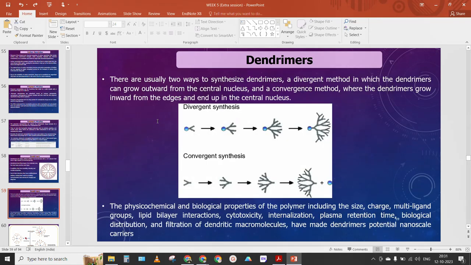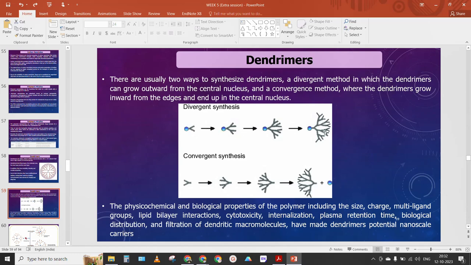Then the dendrimers are synthesized in two forms. One is divergent and the other one is convergent synthesis. So there are usually two ways to synthesize dendrimers: a divergent method, in which the dendrimers grow outward from the central nucleus, and a convergent method, where the dendrimers grow inward from the edges and end in the central nucleus, as you can see in the structures.